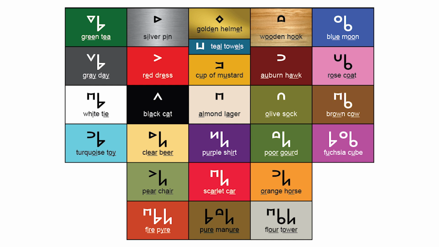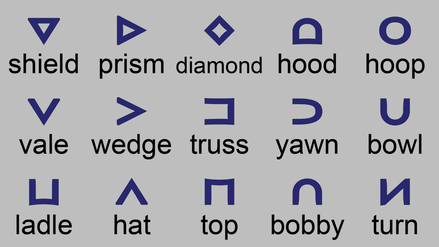Here's a chart of nicknames for each of the vowel shapes. The hood shape looks like the hood of a sweatshirt. The veil shape looks like a valley, and so on. The bobby shape is supposed to look like the helmet of a British bobby, a police constable. Your job is to remember the sound of each of these vowels and to prove it by writing down any word you can think of that has that sound. When you're done, continue the video to see how well you did.